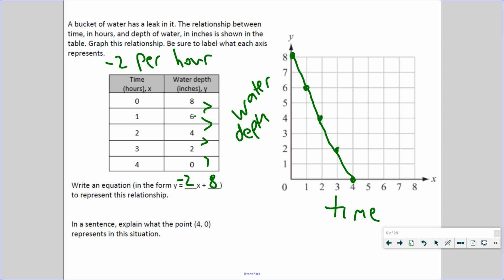It does work. In a sentence, explain what the point (4, 0) means. That means at 4 hours, there's 0 inches of water. The bucket is completely empty.